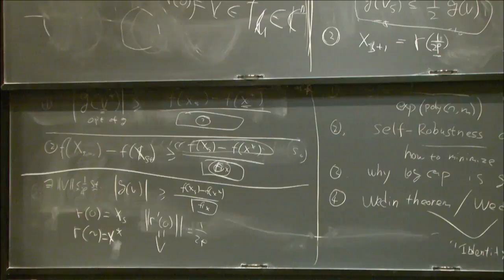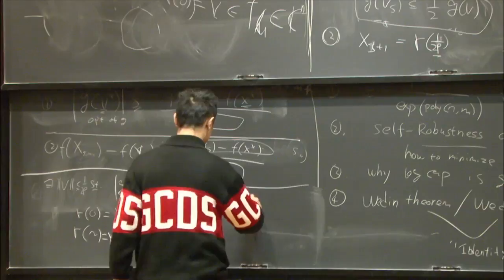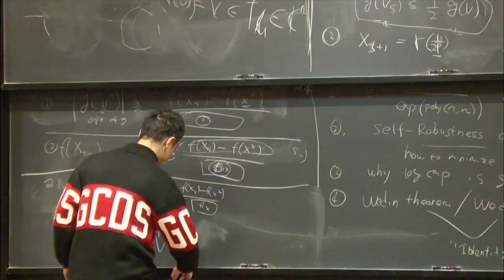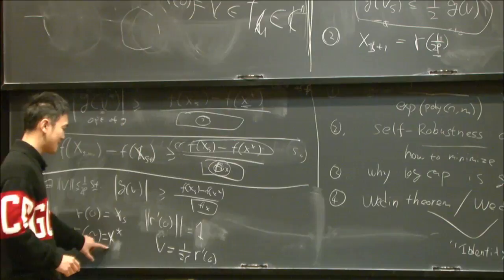So why is this okay? So let's see. Or maybe I need something different. I will take the norm to be 1, and I will take V to be 1 over 2 rho times the derivative at 0. So I will find a unit speed geodesic from xs to x star, and then I will take V to be something smaller.